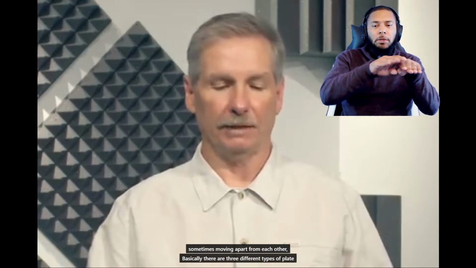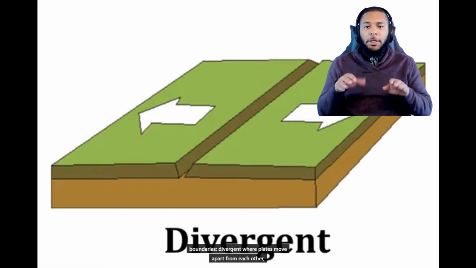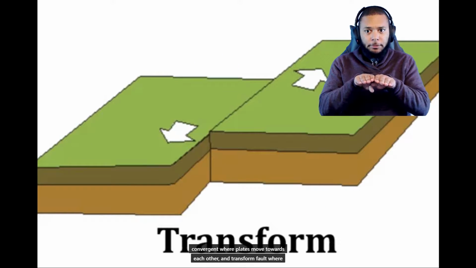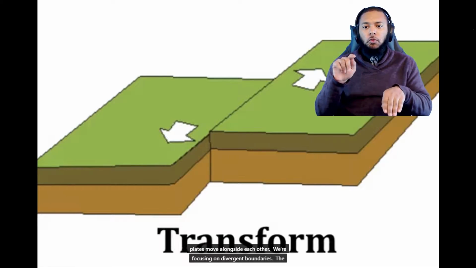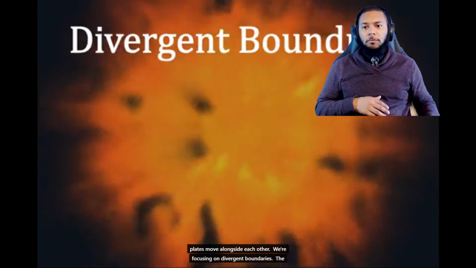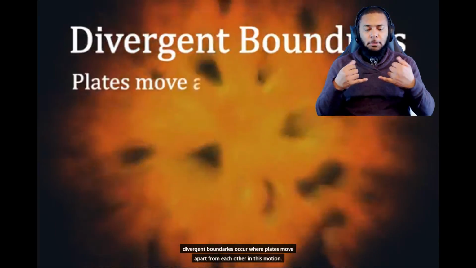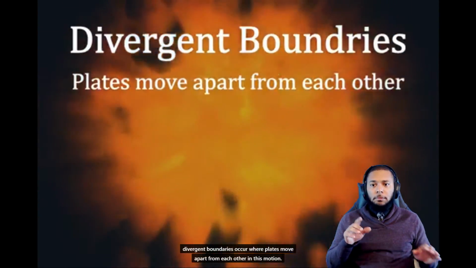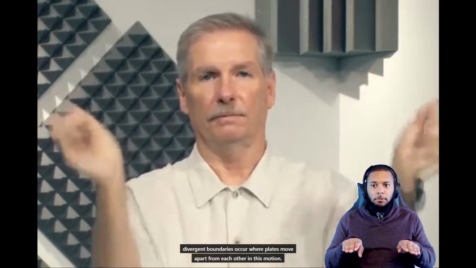Basically, there are three different types of plate boundaries: divergent, where plates move apart from each other; convergent, where plates move towards each other; and transform fault, where plates move alongside each other. We're focusing on divergent boundaries. Divergent boundaries occur where plates move apart from each other in this motion.